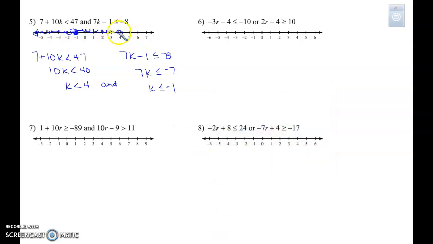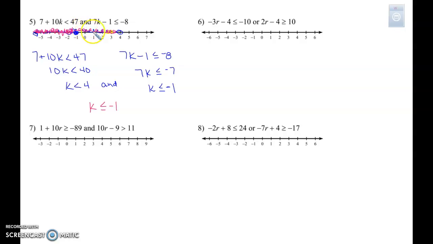All right. So here, if I go to draw this color going down, with it being an "and", it's actually the overlap of the two colors. So the overlap of the two colors takes place from here on down. So your actual answer is just this one on down. So your answer would be k is less than or equal to -1.